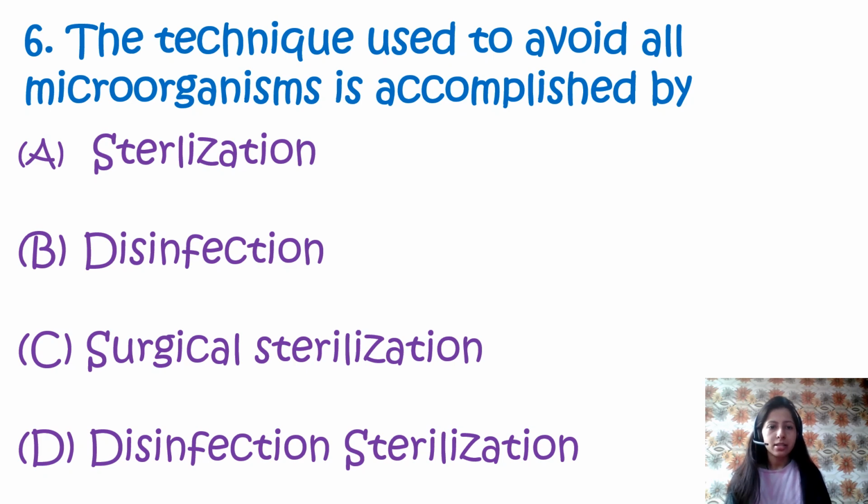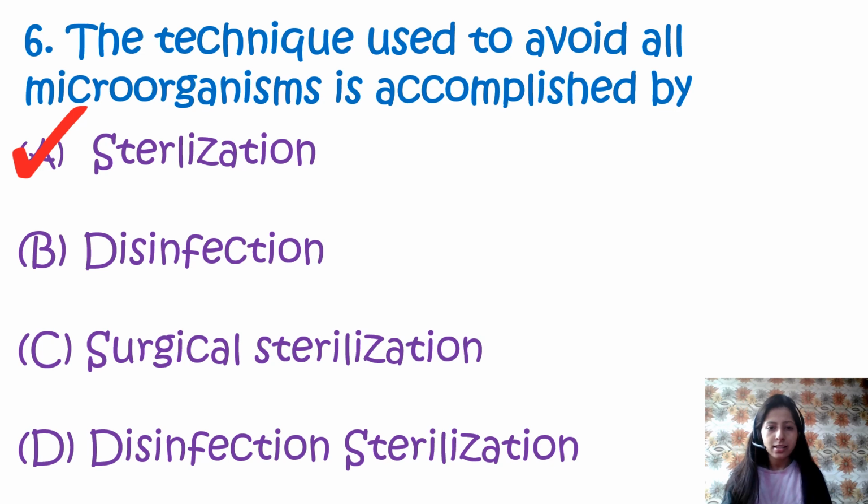Next, question number 6. The technique used to avoid all microorganisms is accomplished by option A sterilization, option B disinfection, option C surgical sterilization, option D disinfection sterilization. So the technique used to avoid all microorganisms is accomplished by option number A, that is sterilization.